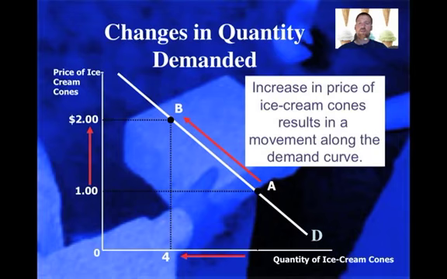And here's just a simple illustration here, changing quantity demanded. Price goes from $1 to $2, and so we have a movement on the curve from A to B. There's no shifting of the line, it's just a movement on the curve, and again, this is called quantity demanded.